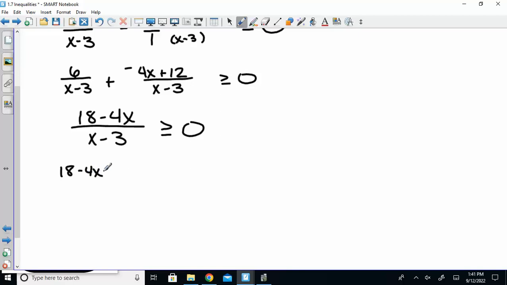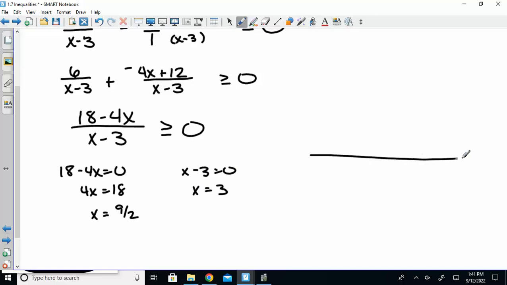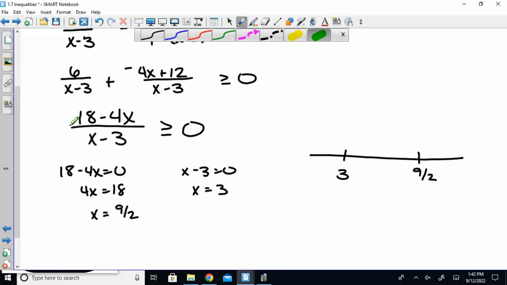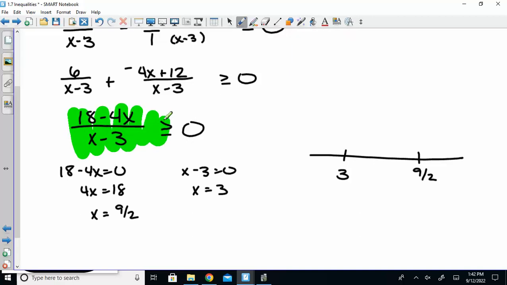So if we set each of those equal to 0 to find the numbers, we get 9/2 or 4.5 and positive 3. When you graph it, you want to graph this last fraction we had.